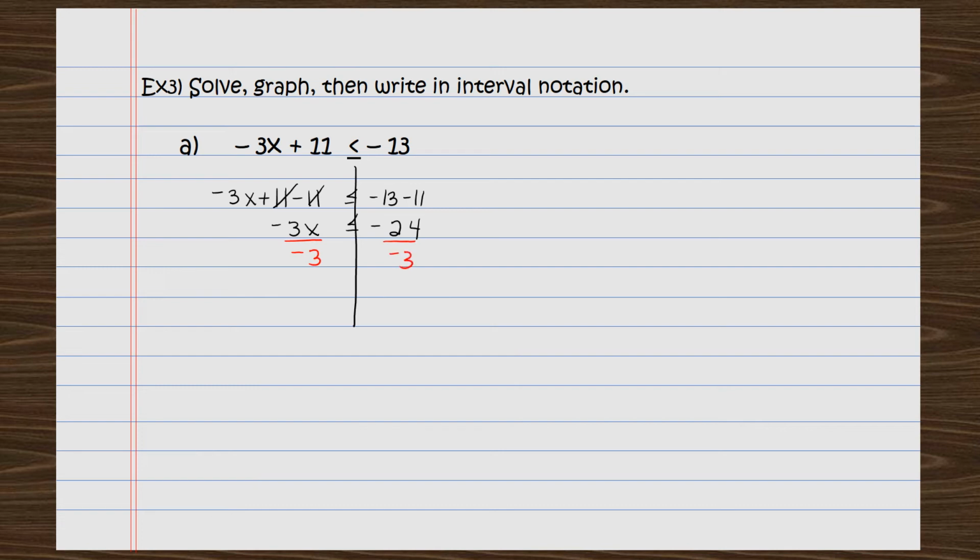Warning, warning, what kind of number is that? Negative, which means this inequality needs to do what? Flip. It changes direction, so don't fall for that. Alright, negative 3x divided by negative 3 now gives you a positive x. Negative 24 divided by negative 3 does give you a positive 8. Now that you have your solution, you're ready to graph this.